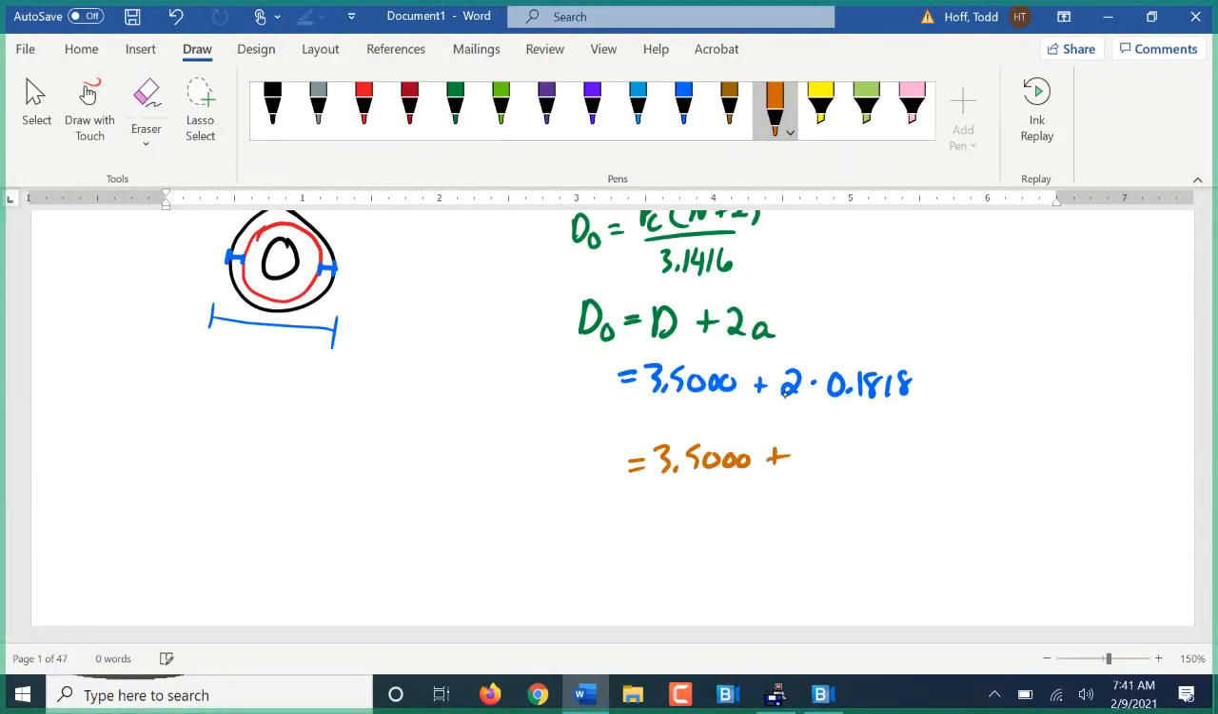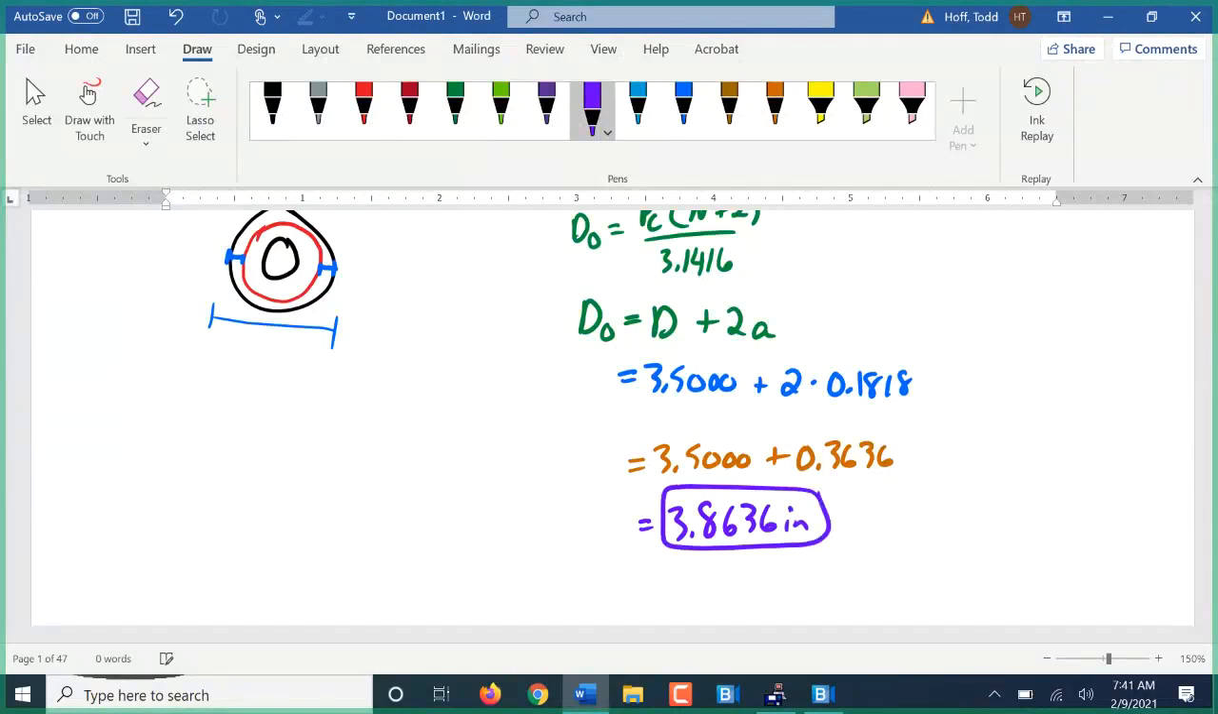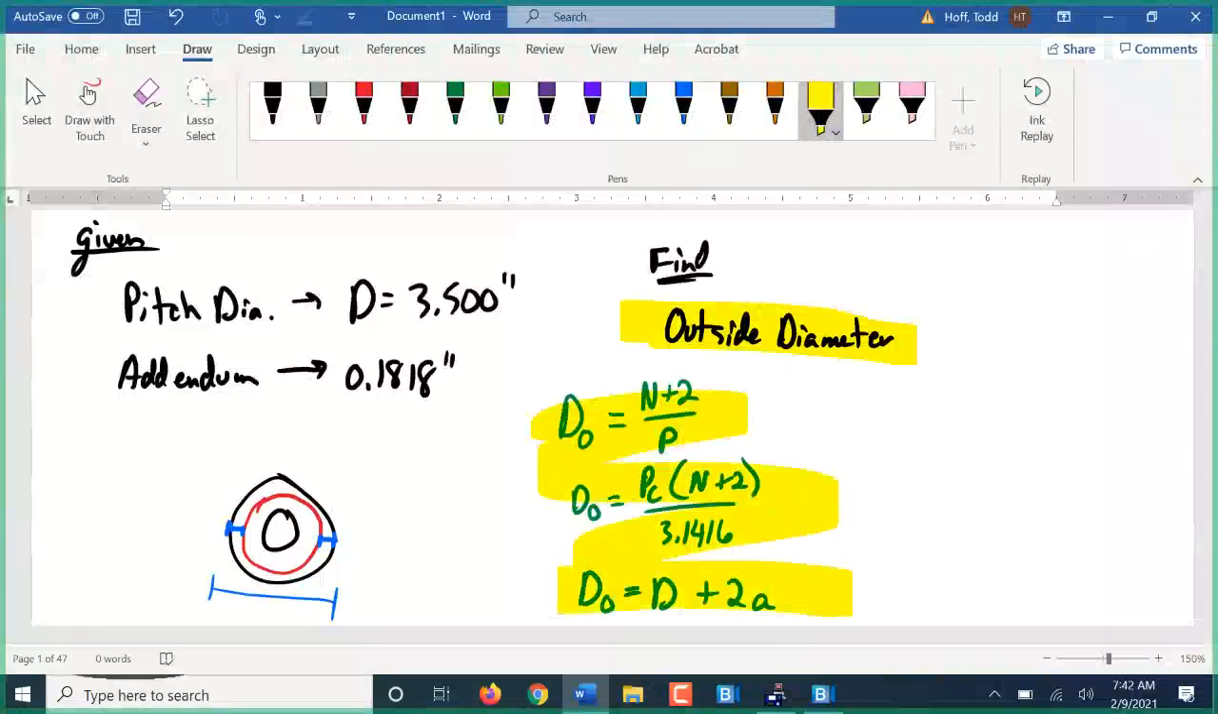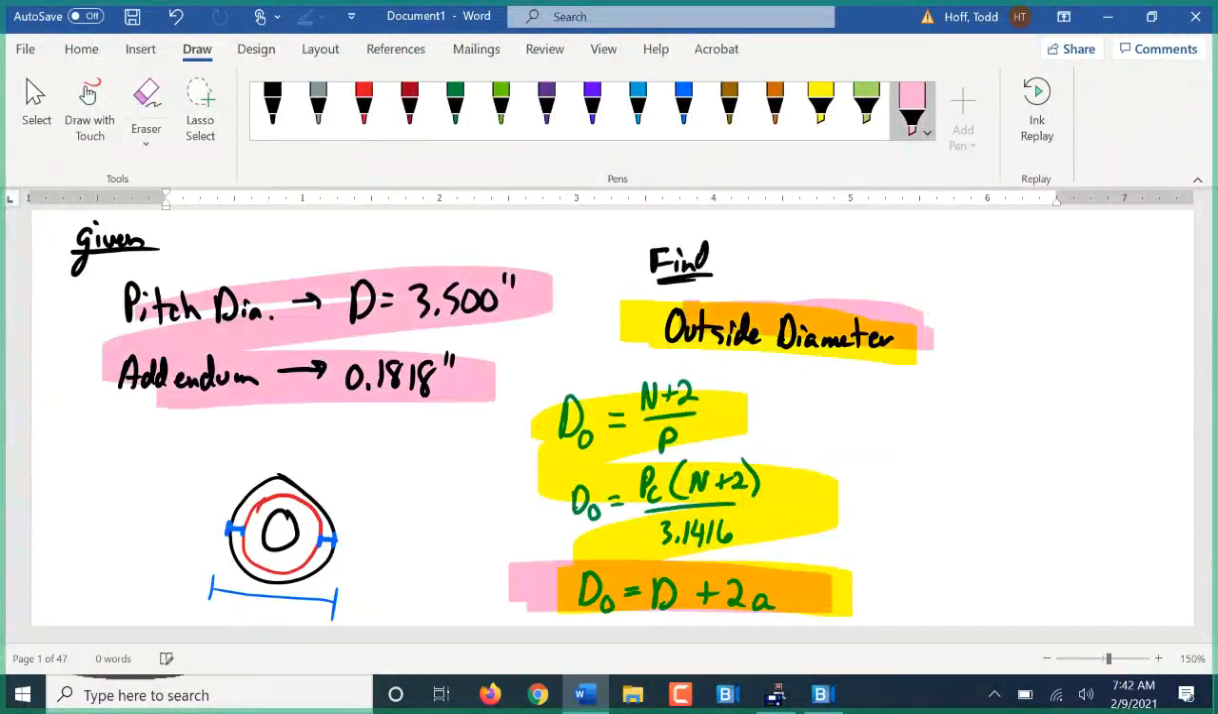3.500 isn't going to change. 2 times 0.1818 is 0.3636. And we add that together to get 3.8636 inches. So here, in both of these examples, we looked in the table to find the section of the table for the item we're looking for, which was the outside diameter. We looked in the table for outside diameter and found formulas for it. And in both of these cases, we were able to find a formula that used the information we were given to find the item we were looking for.